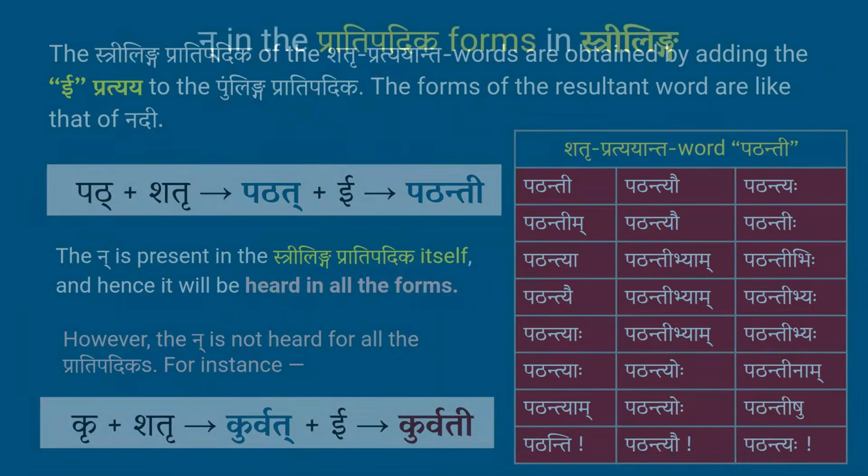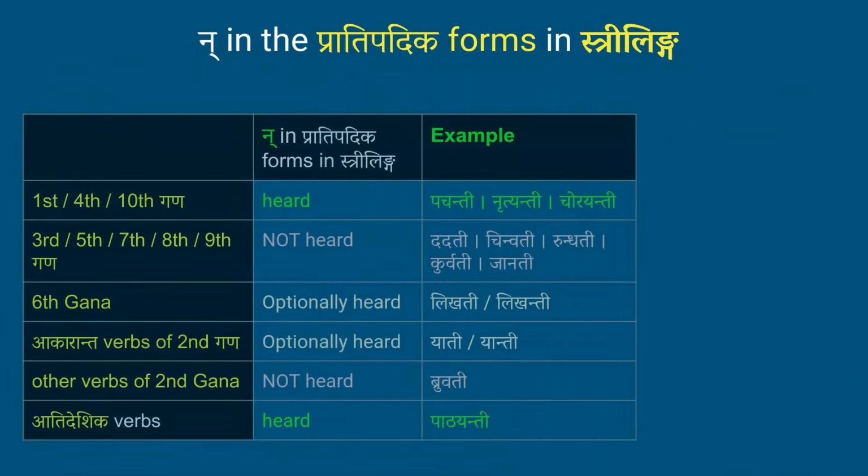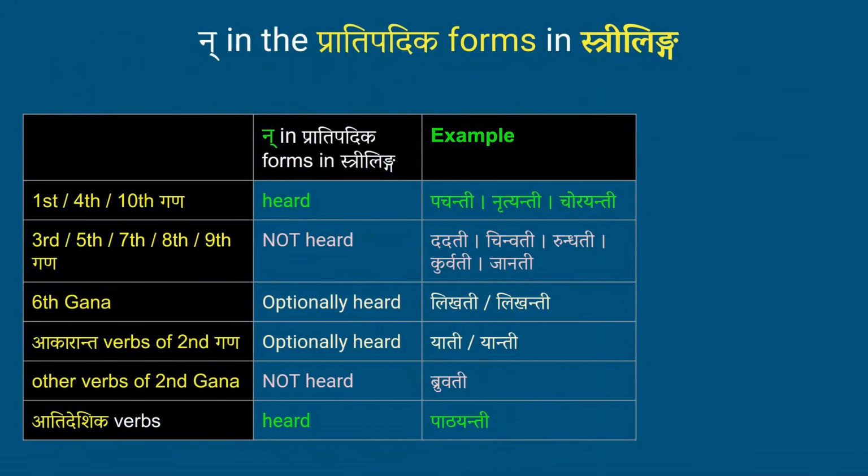So there we have the inevitable, yet another table, this time giving the cases where the na is heard and not heard in the pratipadika of the Strilinga forms. Let's go over this table quickly. For the verbs of first, fourth, and tenth gana, the na is always heard in the pratipadika. For example, pachanti, nrityanti, and chorayanti.